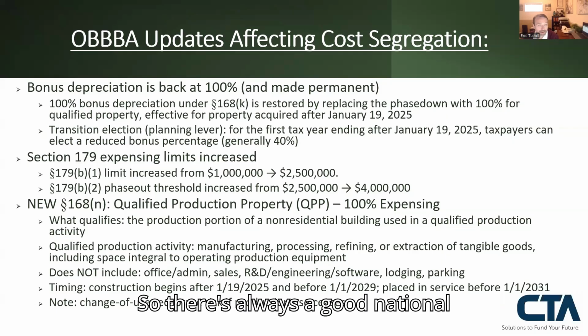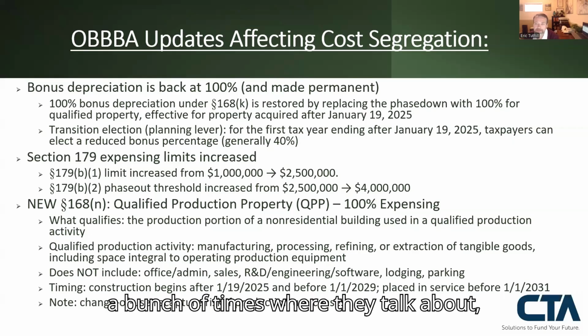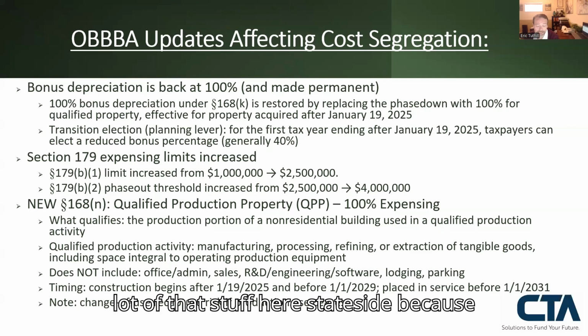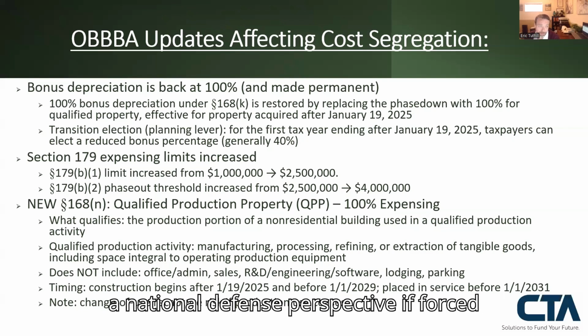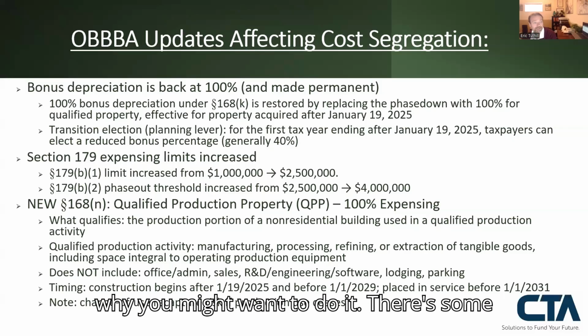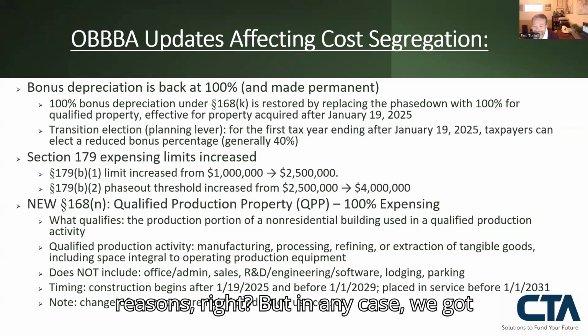So there's always a good national interest. There were a bunch of times where they talk about bailouts for car companies and stuff like that. It made more sense to keep a lot of that stuff stateside because you wanted to be able to transition from a national defense perspective if forced to, right? So there's a lot of reasons why you might want to do it. There's some reasons why you don't, right? More expensive. That's one of the bigger reasons, right?